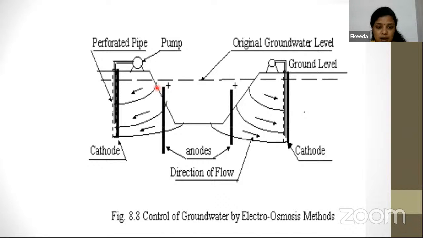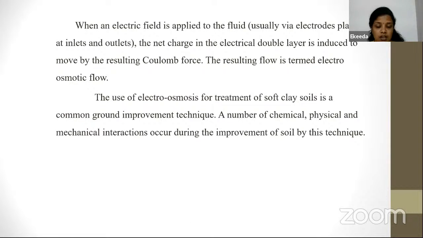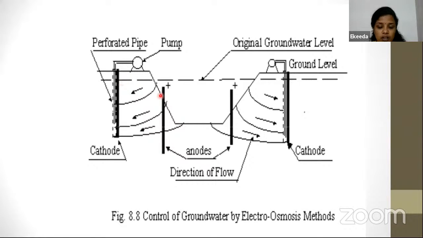So here see what happens. The water has a tendency to move towards the cathode. That is, it is reversing the natural movement of water. Normally, the water will have a tendency to flow like this towards the slope. But when you install the electricity, we are reversing the flow of water. So when you reverse the flow of water, what happens? The downstream getting wet process will be reduced. We are having an opposite flow of water.